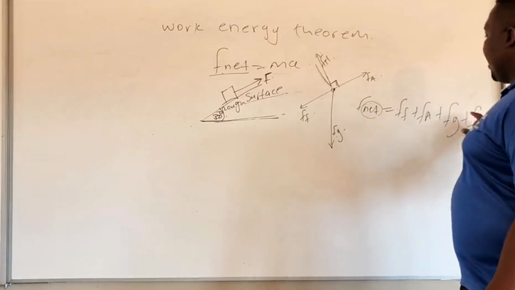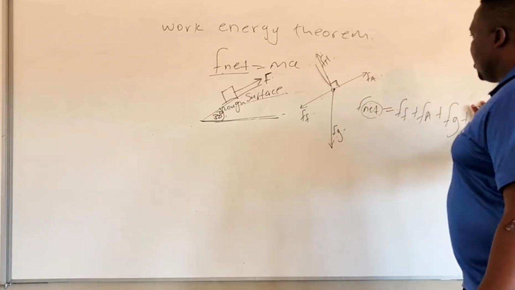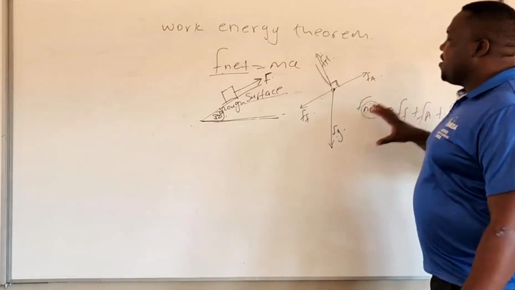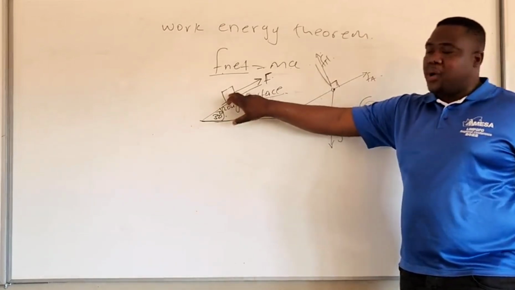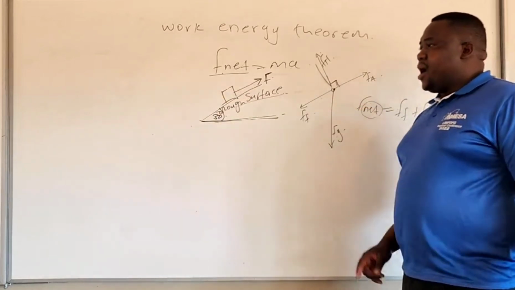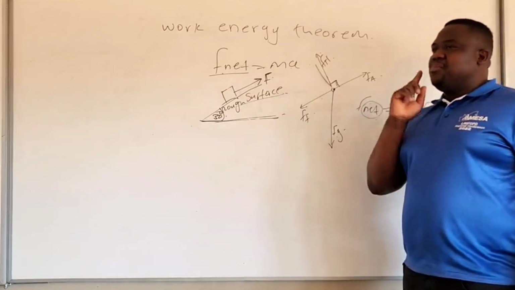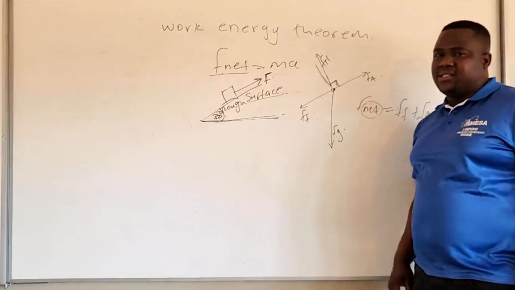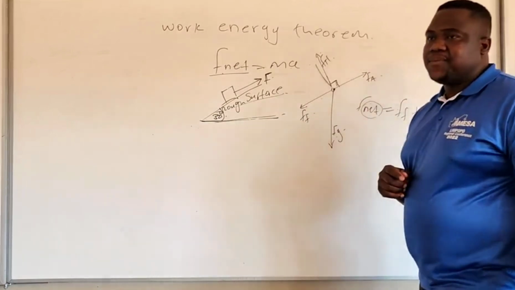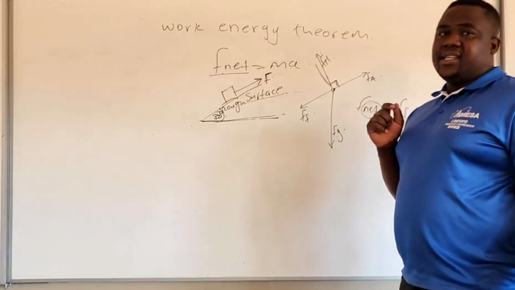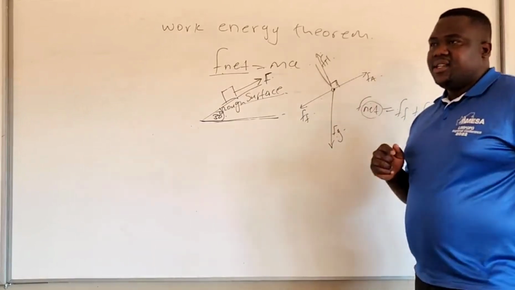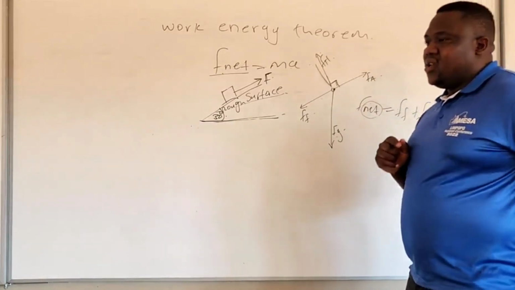Why did I say I add these four forces? Because these four forces are the forces which are acting on this box as it moves up. I hope you have grasped what F net means. F net means the sum of all forces acting on an object.